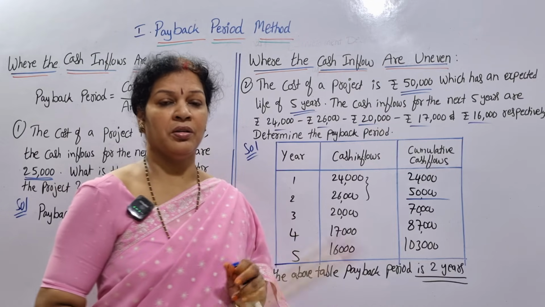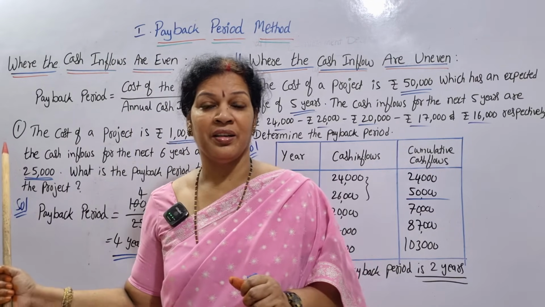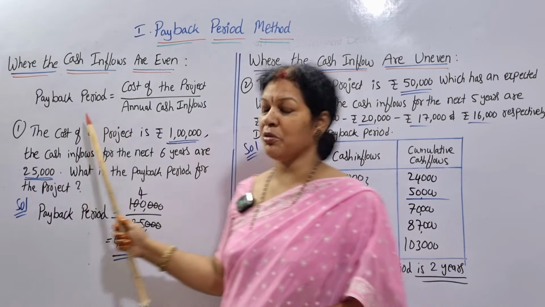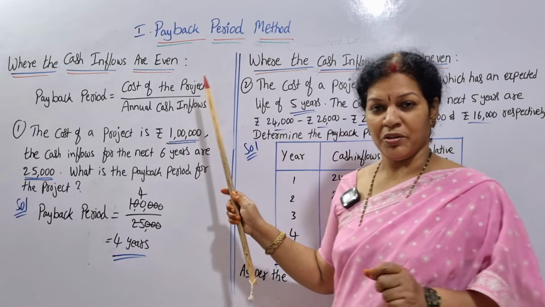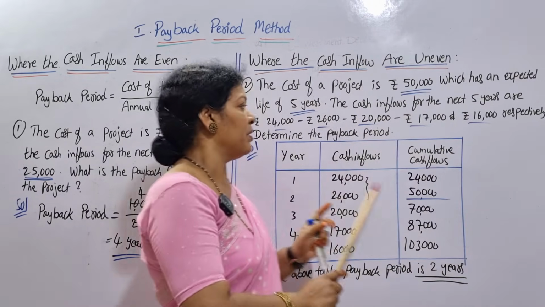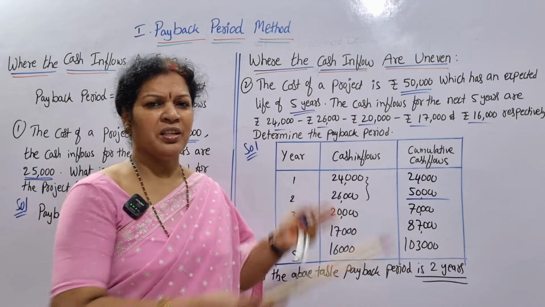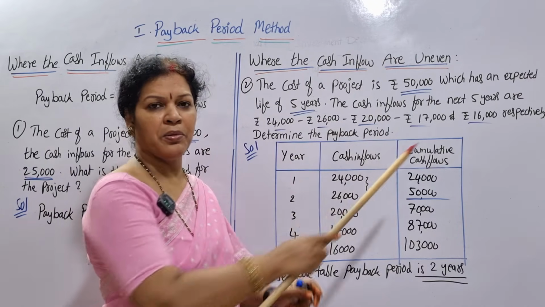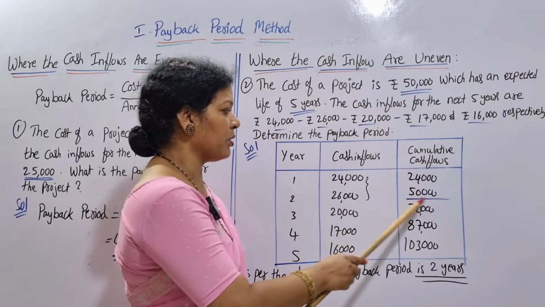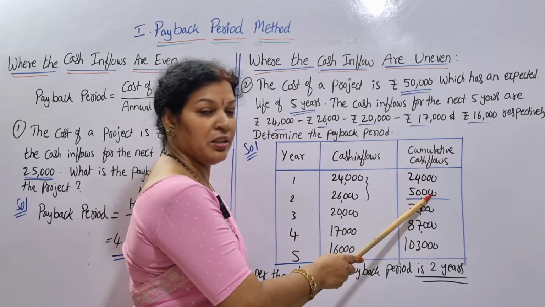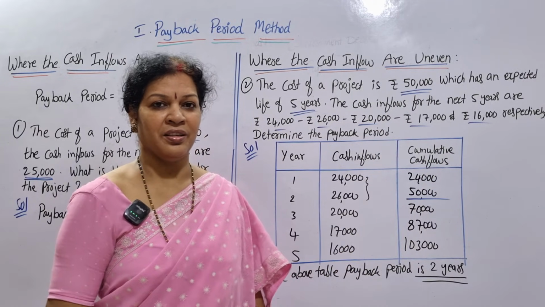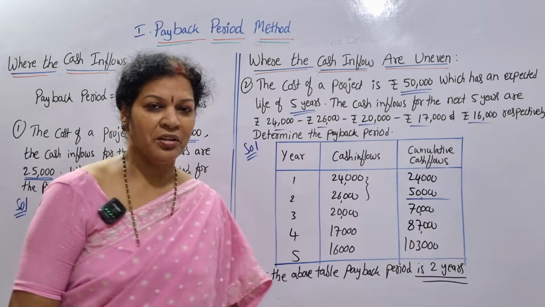That's all. This is about when cash inflows are even and uneven. Even means we have a formula: payback period is equal to cost of the project divided by annual cash inflows. When cash inflows are uneven, simply prepare a table. What is there in the table? Given data, we have written year, cash inflows and cumulative cash inflow. Through cumulative cash inflow, you can identify when we are covering 50,000. In the second year itself we are covering. It means the payback period is 2 years. Clear?